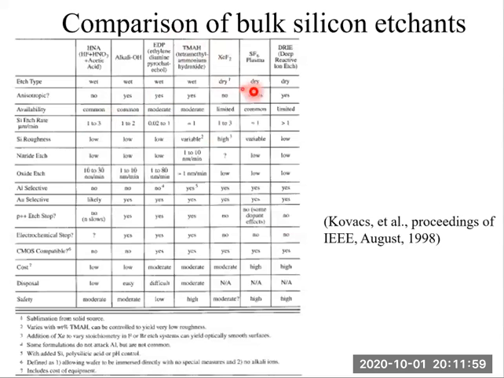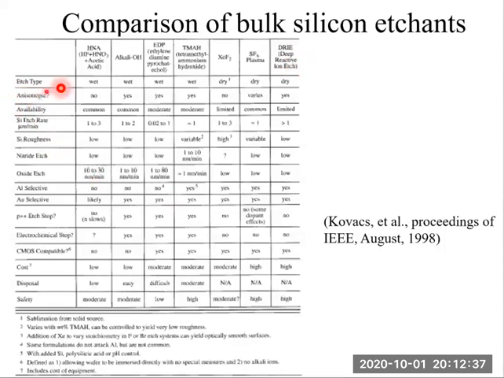So far we have studied a number of different silicon etchings, including HNA, KOH, EDP, TMAH, xenon difluoride, and SF6 plasma. It could be either RIE or plasma etching, and the deep RIE. Now let's have a comparison of these silicon etching techniques.